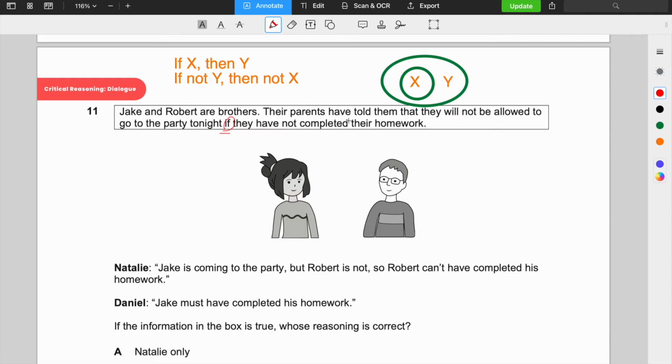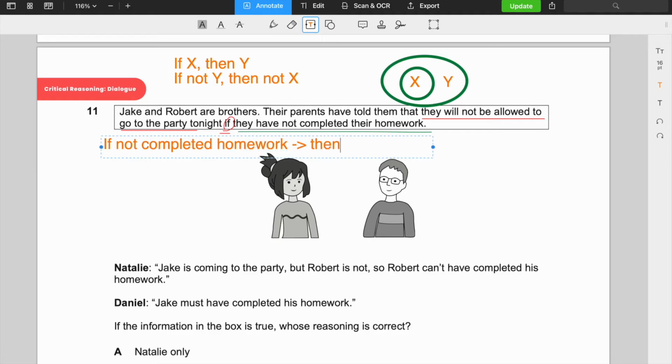Jake and Robert are brothers. Their parents have told them they will not be allowed to go to the party if they have not completed their homework. So the format is, if they have not completed their homework, then they will not be allowed to go to the party tonight. So let's just write this out in the if X then Y format. If not completed homework, and this is not really grammatically correct, but just bear with me. If not completed homework, then not allowed to party.